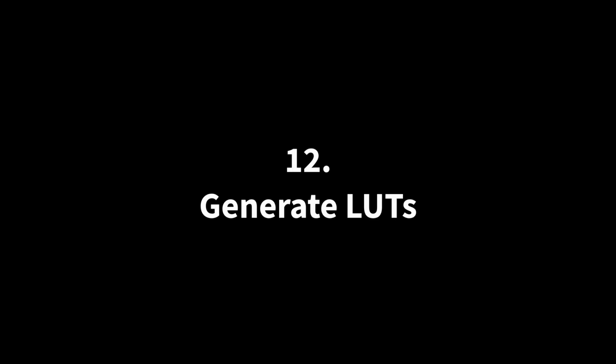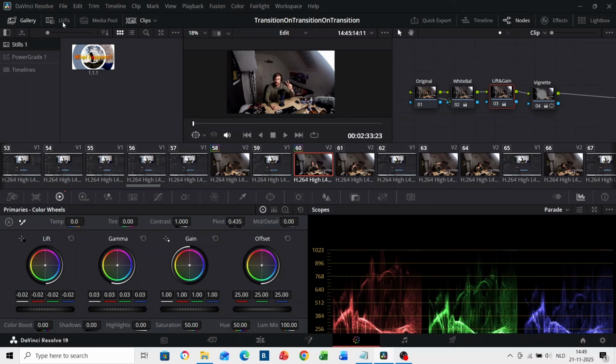12. Generate LUTs. You can find your LUTs here. While power grades are only supported by DaVinci Resolve, LUTs are more universal. The only difference from a power grade, the node tree disappears, but it's supported by other editing software as well. And I'm gonna show you how to create your own LUTs.